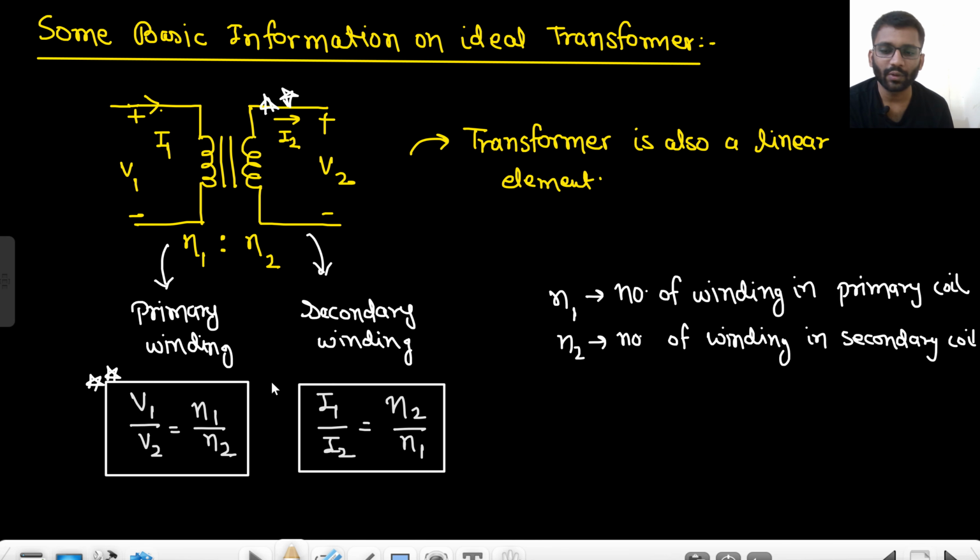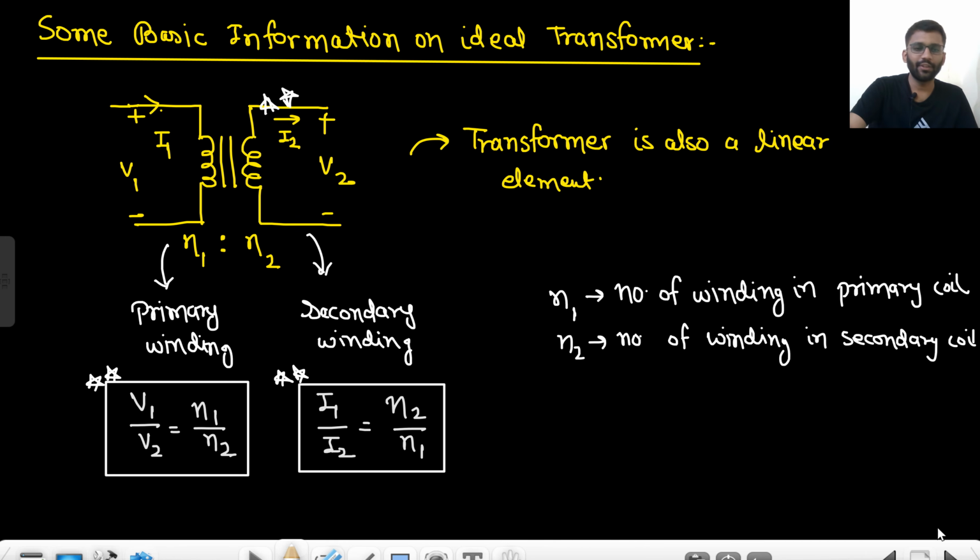We will also see how to refer the resistance, but that we will see in two-port network. Okay. For this part, for network theorem, you only need to consider these two things. V1 by V2 is N1 by N2. I1 by I2 is N2 by N1. Keep notice of the current direction. Current direction is outward, not inward. Okay. So we will solve a question regarding it. Then you will understand why I gave this concept here. Okay. So some basic information you need to know about an ideal transformer, not transformation.